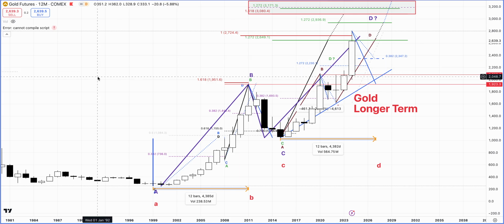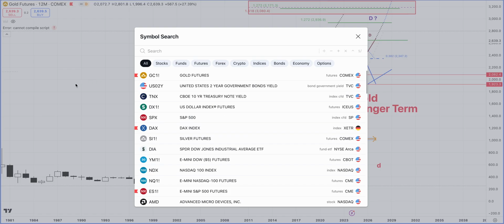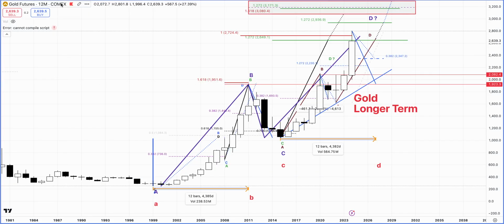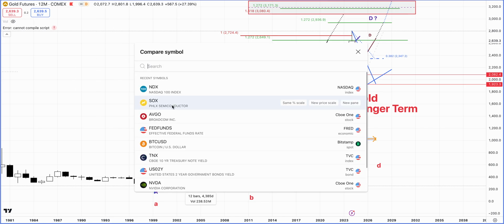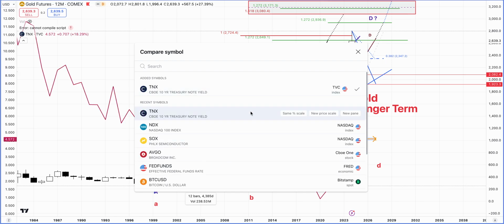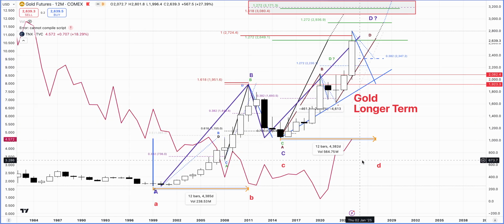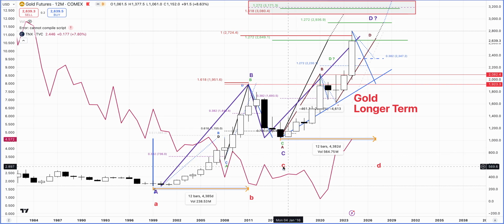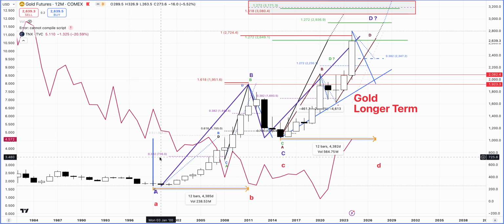Now, there is actually a correlation which exists between gold and the 10-year yields. So I'm going to bring the 10-year yields right here. Let's take a look at that. Here we go. So we can see that here.